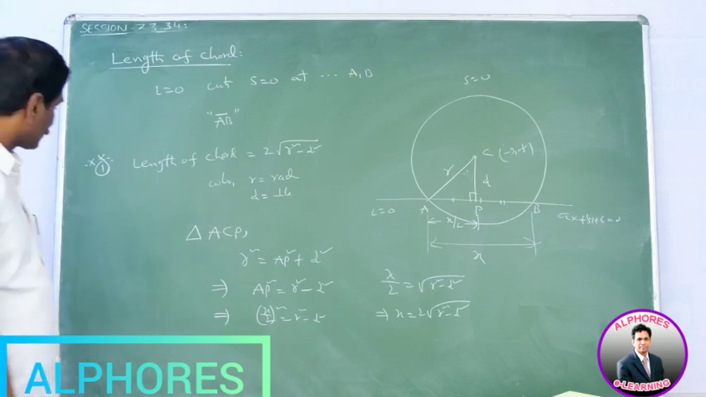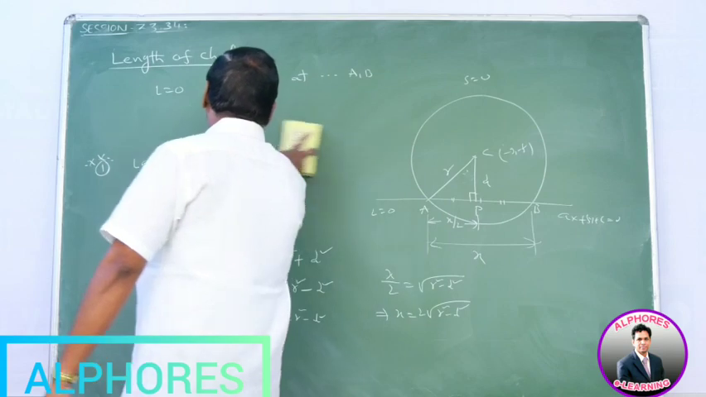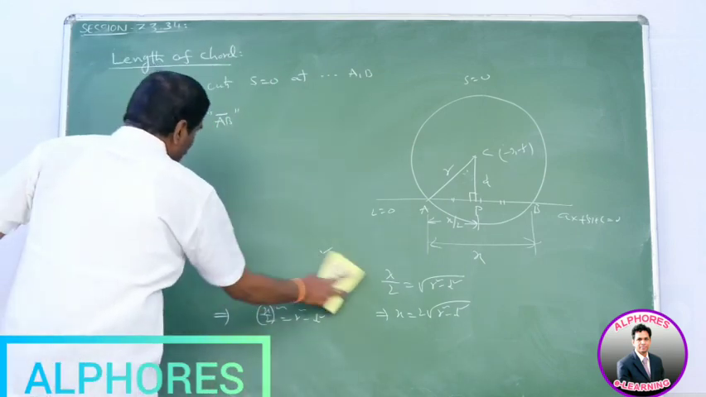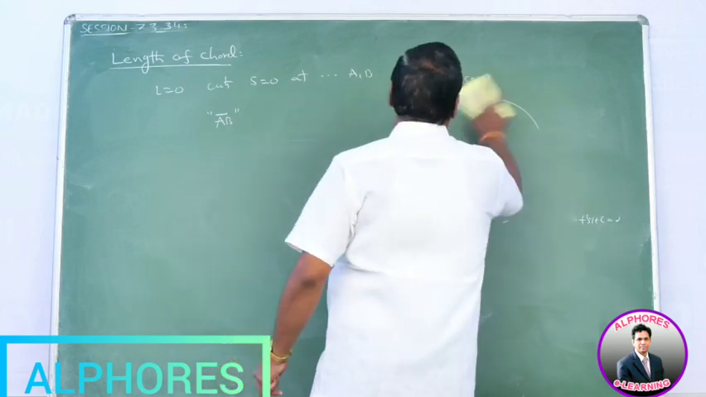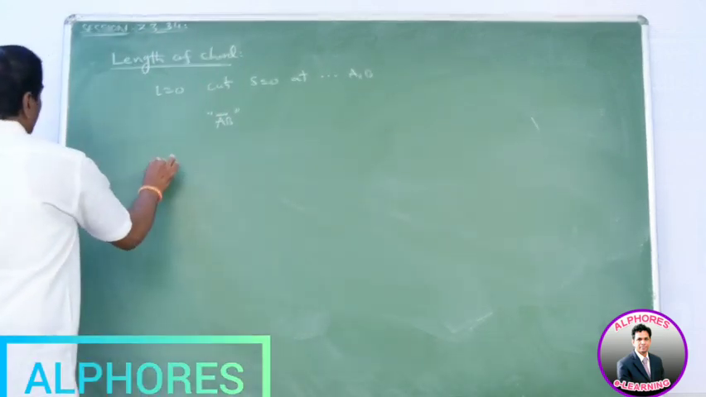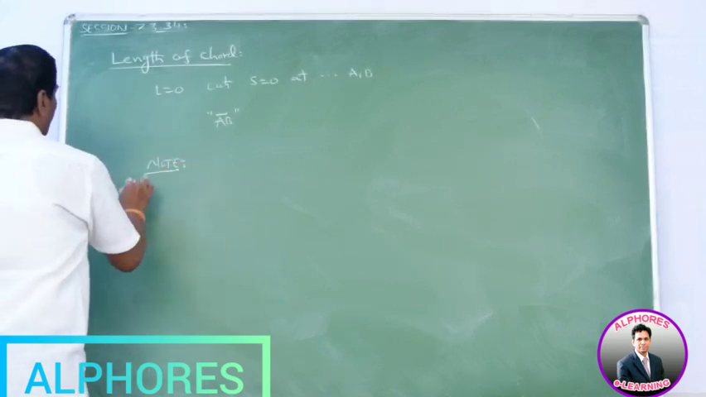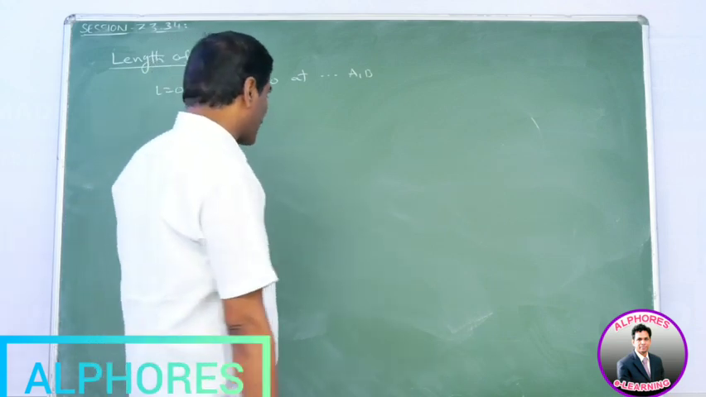Next. Please note this point. If two chords are equal in length, then they are equidistant from the center. Very important property. Note point. If two chords are equal in length, then they are equidistant from the center.